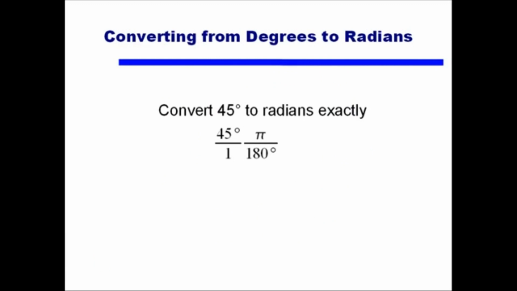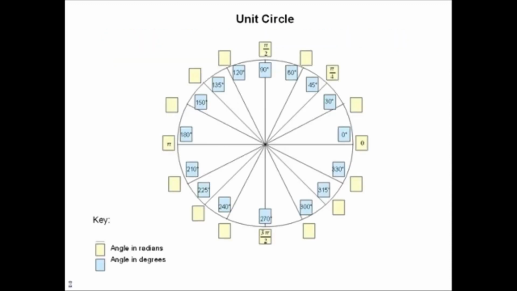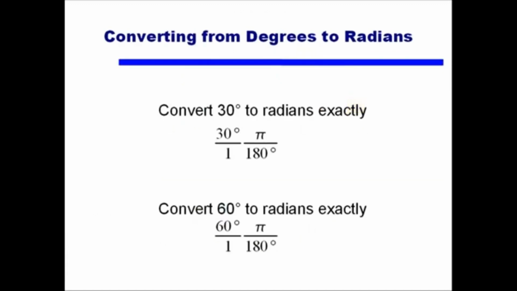If we want to convert from 45 degrees to radians exactly, all we do is multiply by the unit fraction pi over 180 degrees, and that simplifies to pi over 4, as we've just found. There are 2 other angles to worry about, 30 degrees and 60 degrees. Well, let's take those and convert them to radians. When we convert these numbers to radians, 30 degrees becomes pi over 6, and 60 degrees becomes pi over 3.